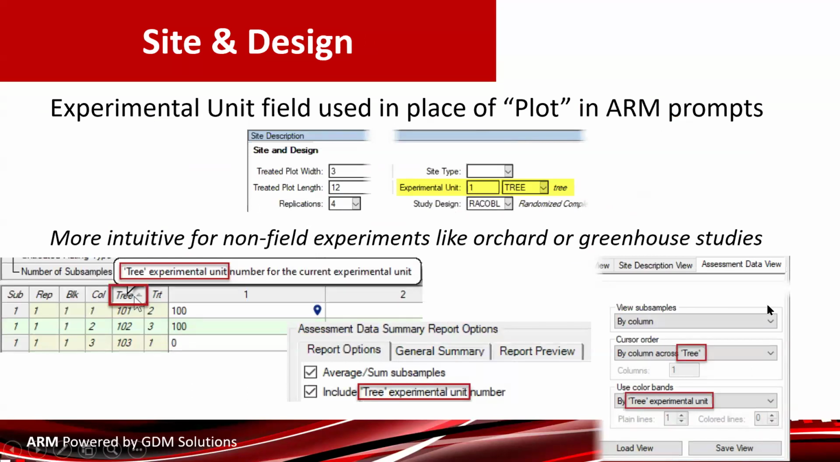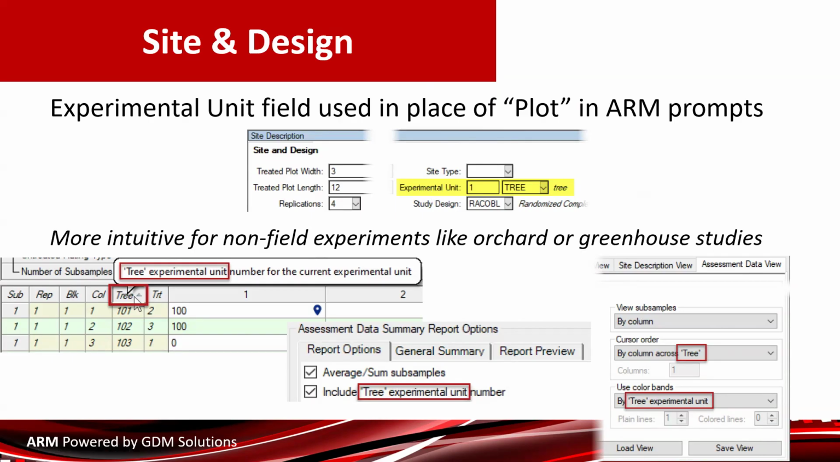So that's it for the main crop and pest description. The next tab is site and design. Not a whole lot of interesting tools there in the site and design. The one thing I think worth pointing out would be the field called experimental unit.